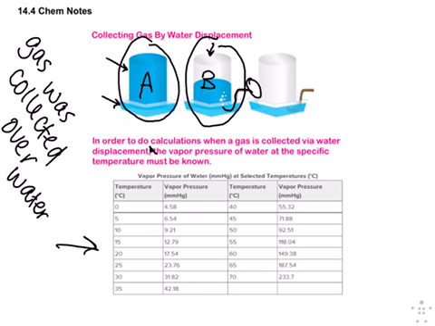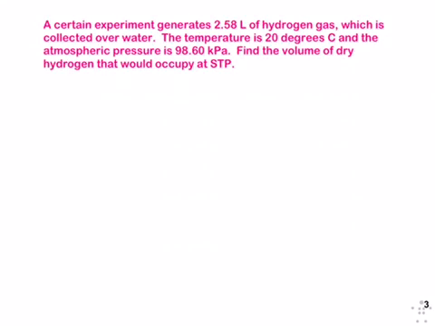So to do these problems, we can practice that. A certain experiment generates 2.58 liters of hydrogen gas, which is collected over water. Like I said, collected over water indicates you need to know the vapor pressure of the water at 20 degrees Celsius, and the atmospheric pressure is 98.6 kPa. Find the volume of dry hydrogen that would occupy STP. So dry hydrogen simply means not collected over water. So if it was just found in the atmosphere.